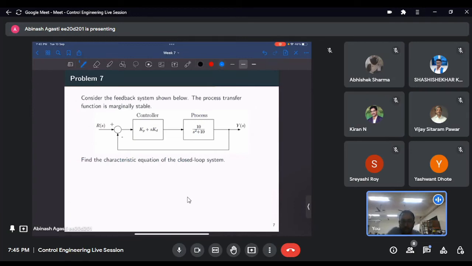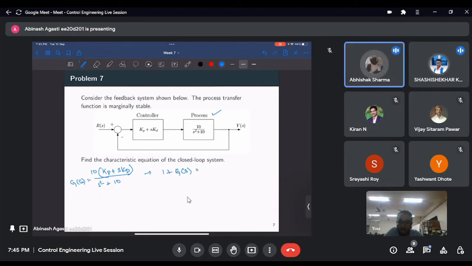Consider the feedback system shown in the figure. The process transfer function, this one, which corresponds to some actual system plant, is marginally stable. And we are using a PD controller to try to control the system as per our requirements. So first find the characteristic equation of the closed loop system. So the open loop thing becomes this, so tell me the characteristic equation for this.